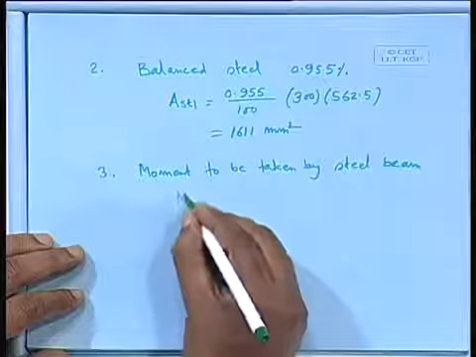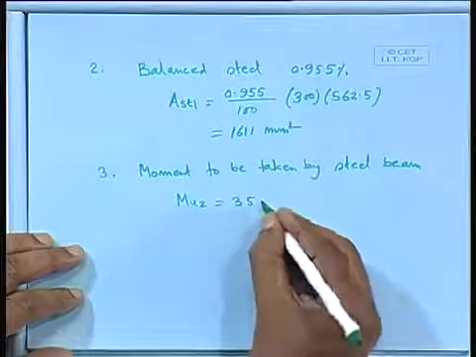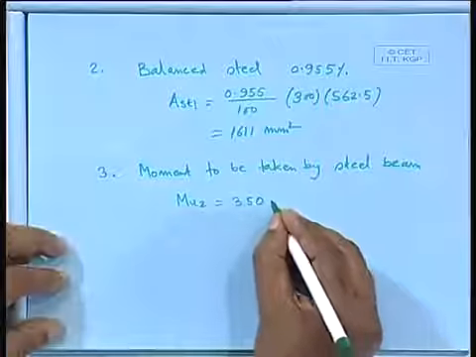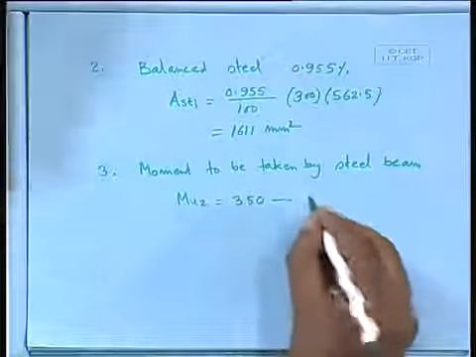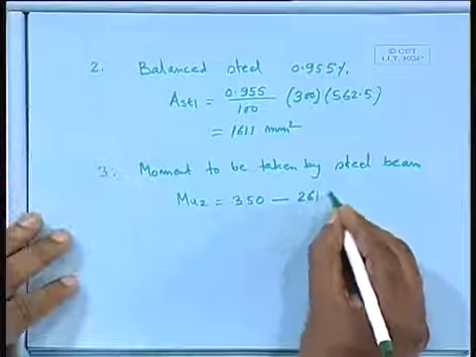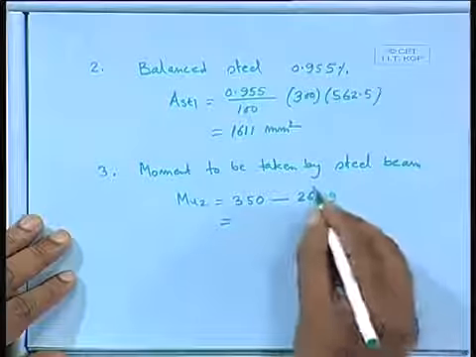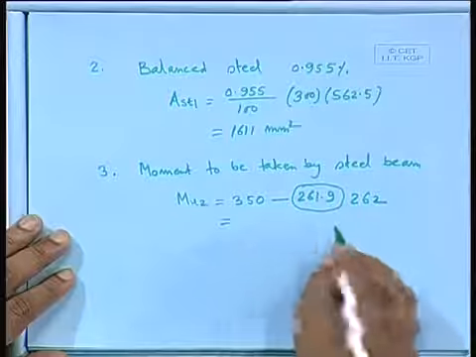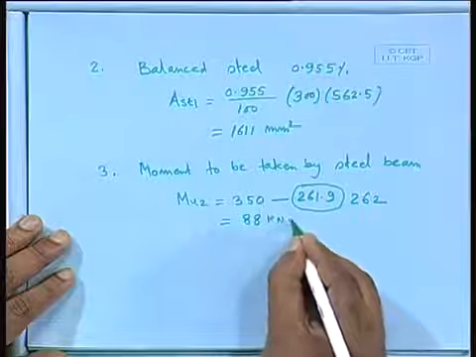So, Mu2 equal to 350 minus 261.9, which I can consider as 262. So, we can write it as 88 kilonewton meter.